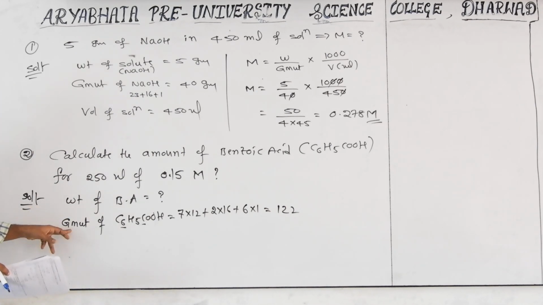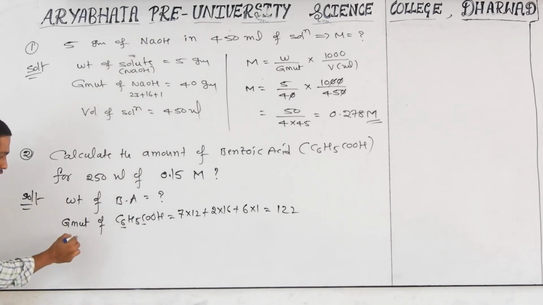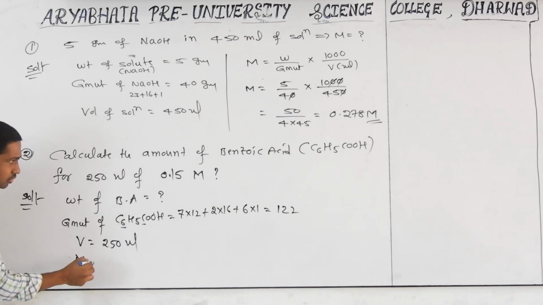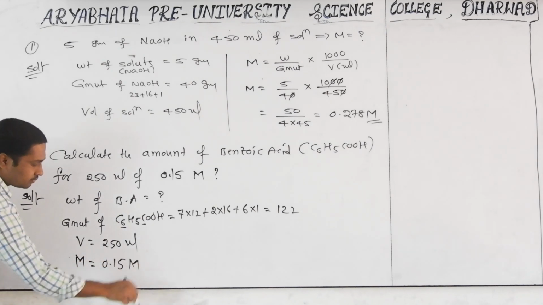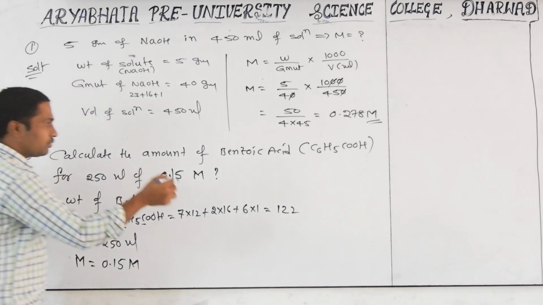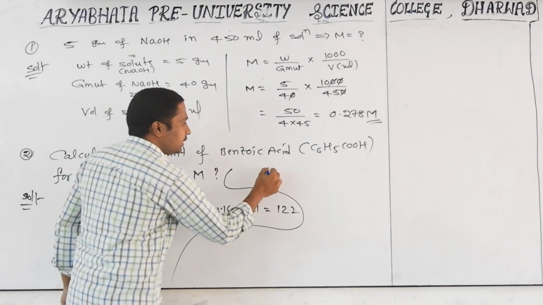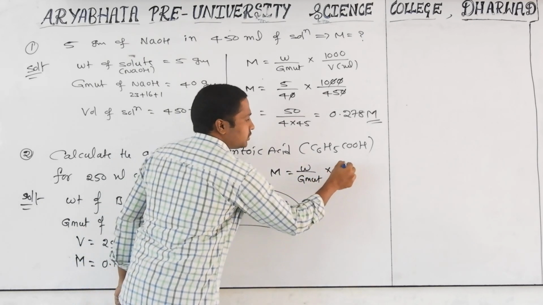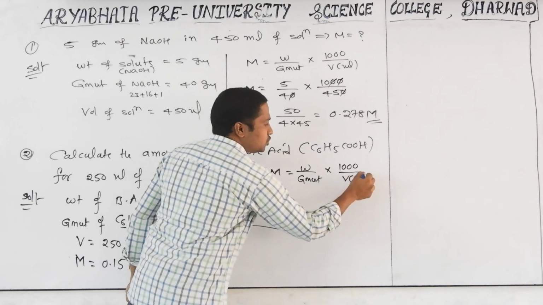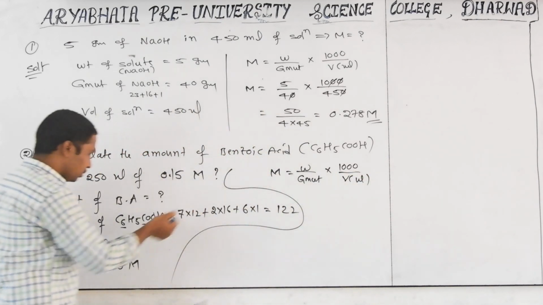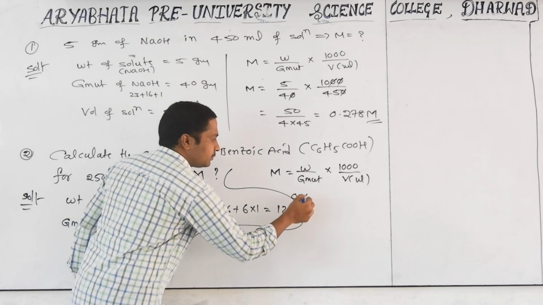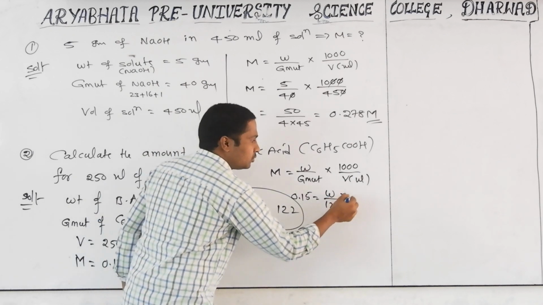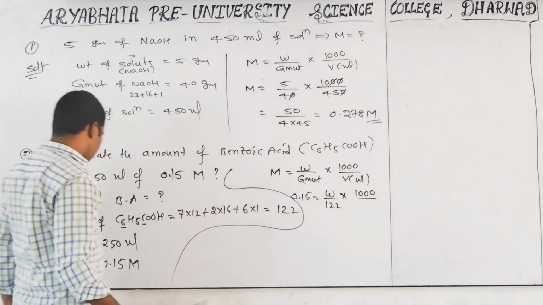So the weight of benzoic acid is required. We already know the gram molecular weight. What is given to us? The volume of the solution, 250 ml, and the concentration, 0.15 molar. Again substitute in the formula: molarity equals weight by gram molecular weight into 1000 by volume of solution in ml. Molarity is 0.15, weight is the unknown, gram molecular weight is 122, into 1000 by volume of solution.